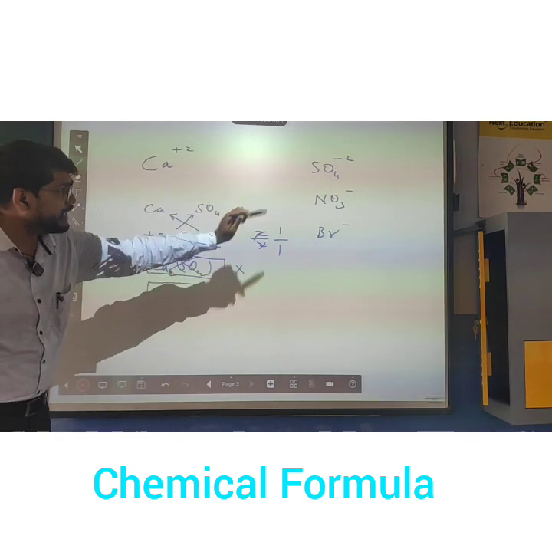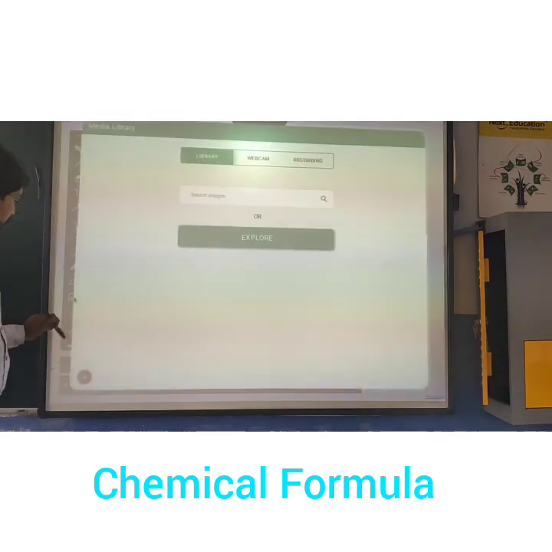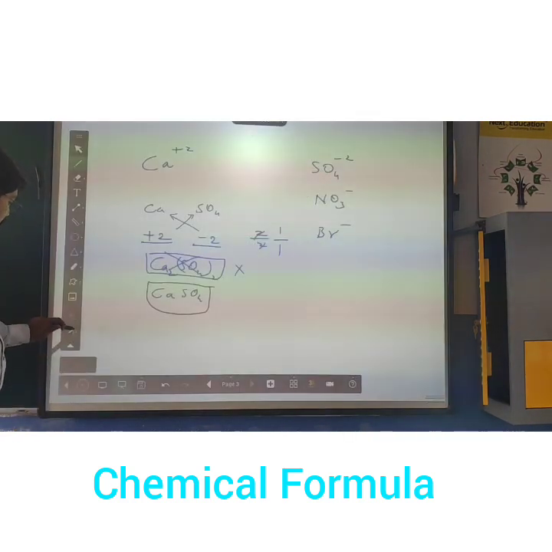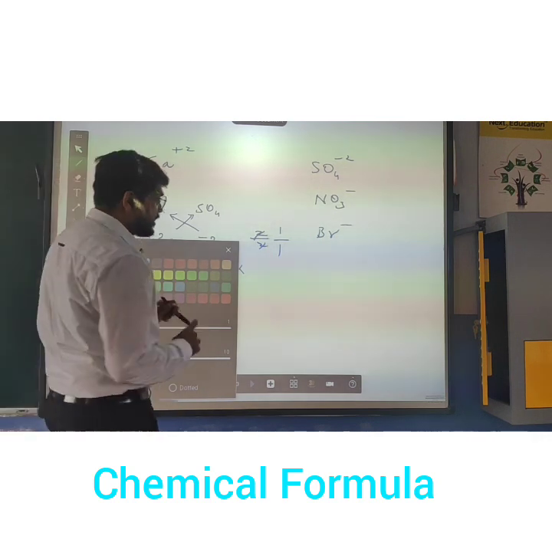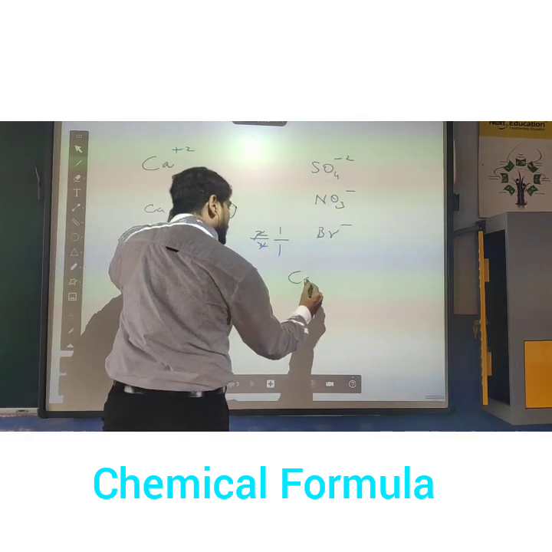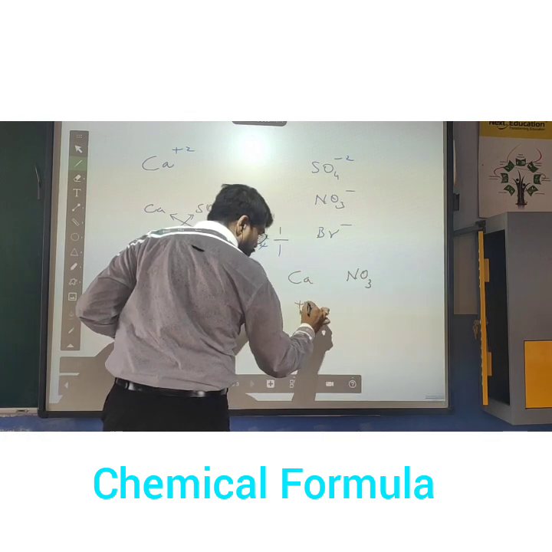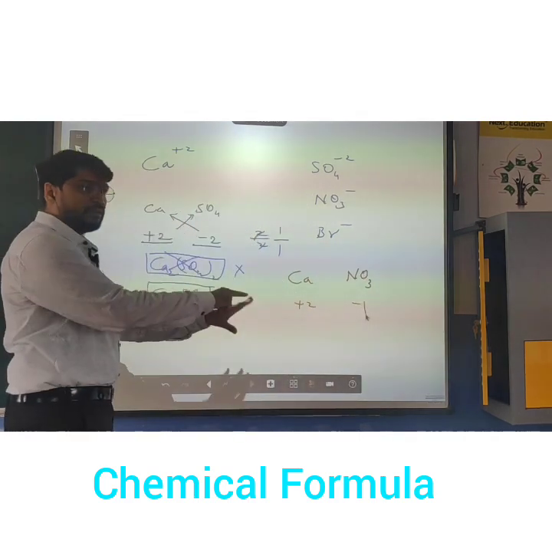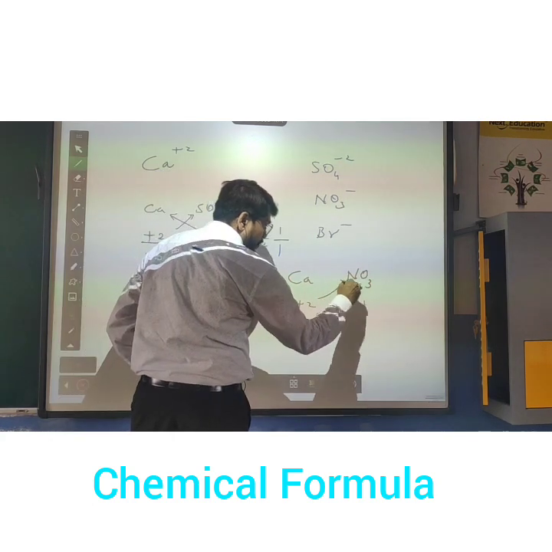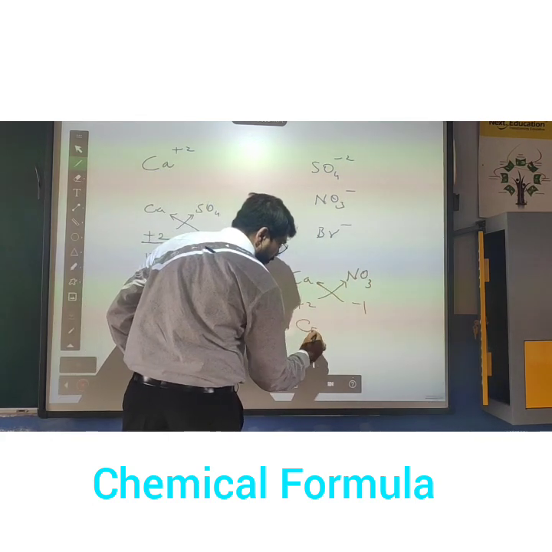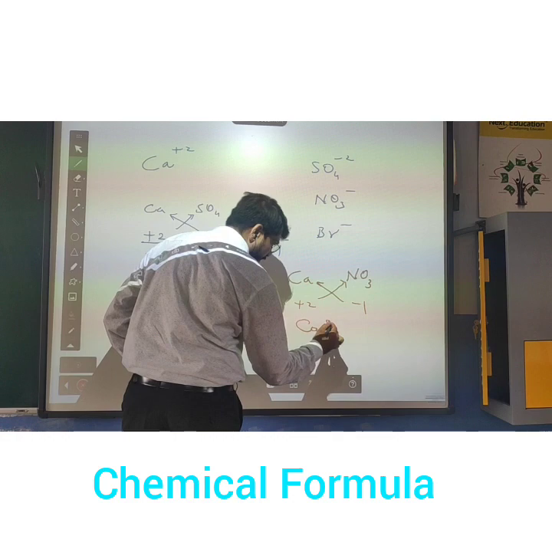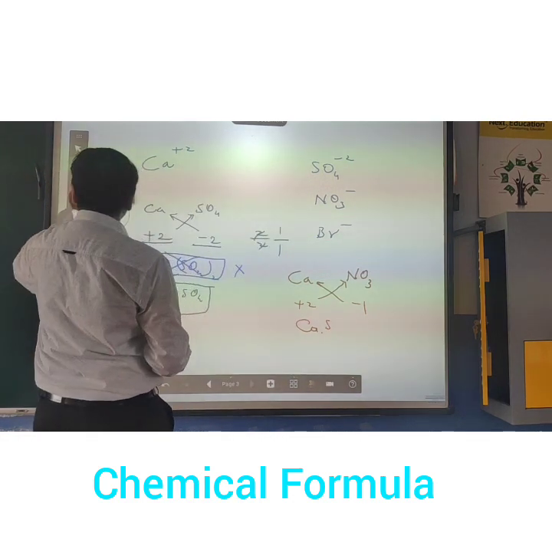So calcium and nitrate. Now let's take this calcium and nitrate. How can I write calcium and nitrate? Let's see. Ca and nitrate, NO3. So this is +2 and this is -1. So for calcium, 1 only, no need to write anything. I was writing this. Let me erase.